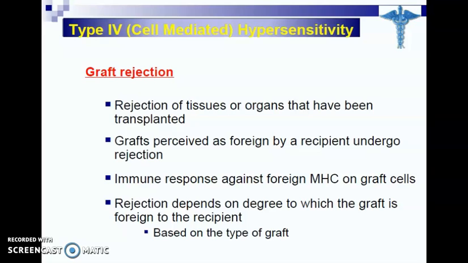Another reaction in type 4 cell-mediated hypersensitivity is graft rejection. In this, there is rejection of tissues or organs that have been transplanted. The grafts perceived as foreign by a recipient undergo rejection. Immune responses are directed against foreign MHC on graft cells. MHC is the major histocompatibility complex, and the rejection depends on the degree to which the graft is foreign to the recipient, and it is based on the type of graft.